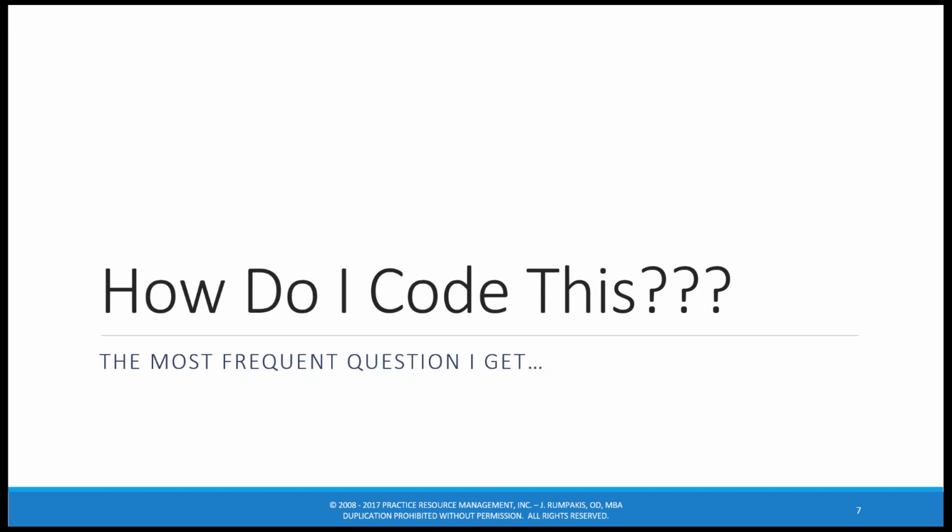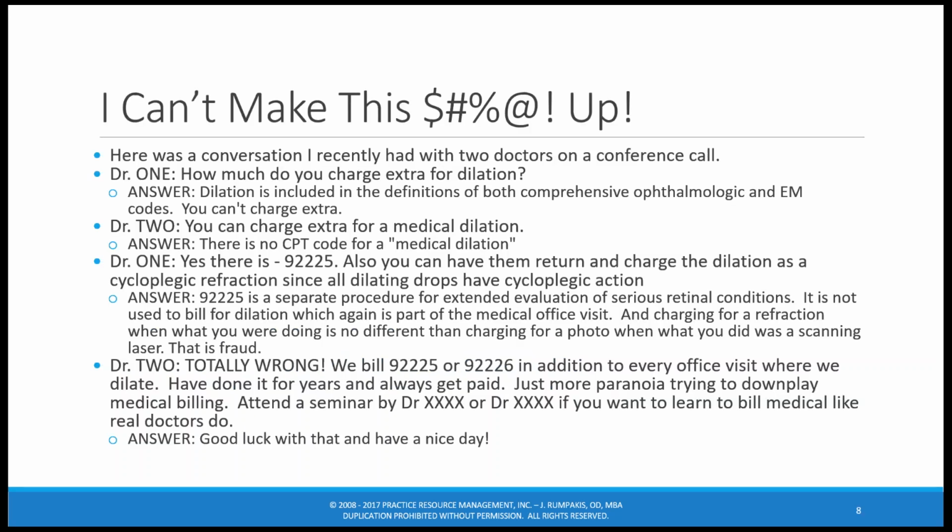So, I always get this question, how do I code this? And it's probably the most frequent question that I get. So, this is a conversation regarding special ophthalmic procedures, and I had this with two doctors on a conference call. They both called me, they both had questions, and this was kind of a subset of the overall conversation. Doctor number one: how much do you charge extra for dilation? My answer: dilation is included in the definitions of both the comprehensive ophthalmological exam, an intermediate exam, and the evaluation and management codes, so therefore you cannot charge extra for dilation.